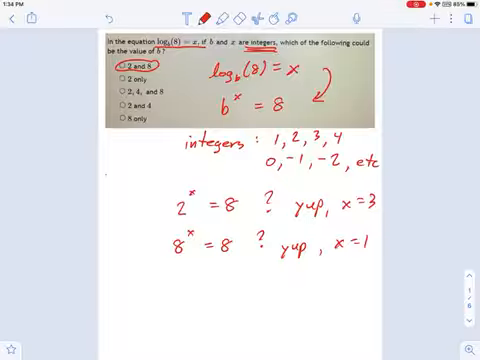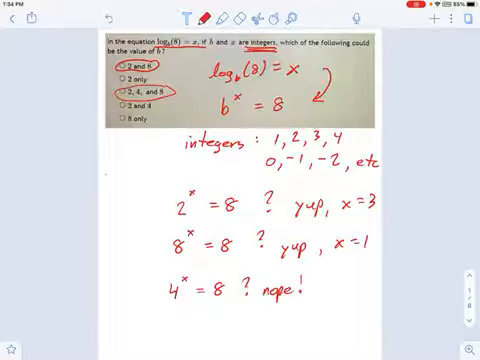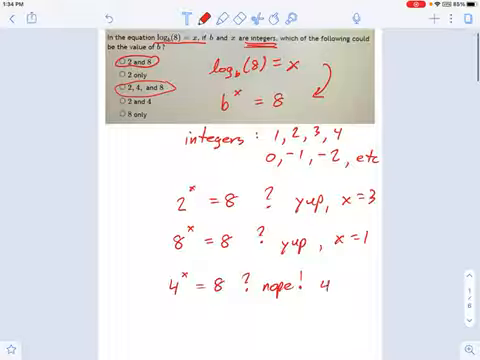Okay, well, let's try another one. How about 4? Let's try 4 to the x equals 8. Well, here's a problem. 4 to what power equals 8? If you try 4 to the 1st power, that's just 4. 4 to the 2nd power, that's 16. So that's not going to work. Okay, that one's no good. In fact, everything with a 4 in it is not going to work.